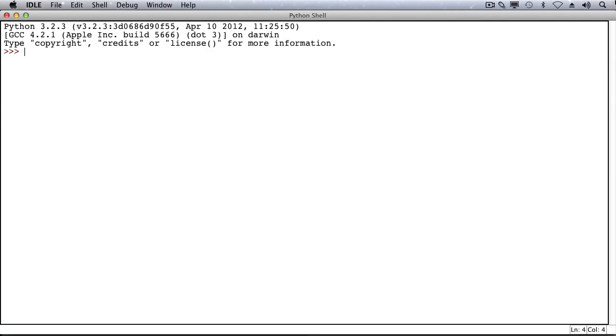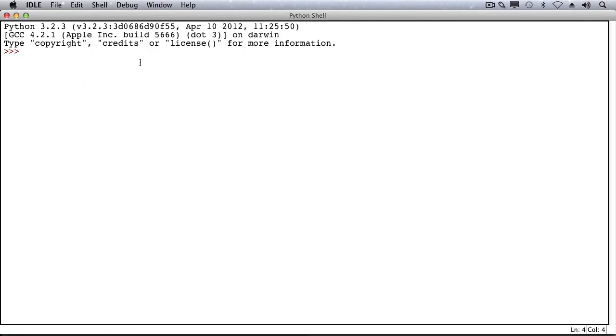This is IDLE, and the window that we're currently looking at is called the shell. This is where we can try out Python instructions and explore Python's features. This symbol, the three arrow symbols, is called the prompt. Next to the prompt, we will type Python instructions, and when we hit enter, Python will evaluate those instructions.